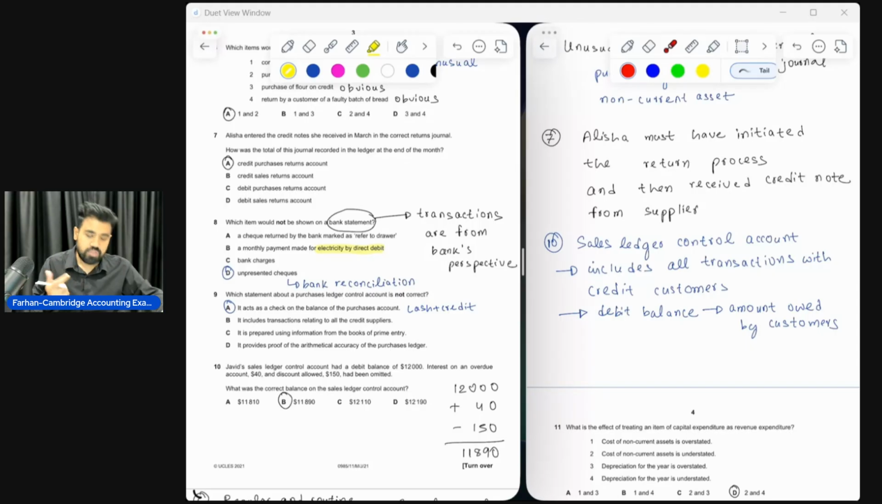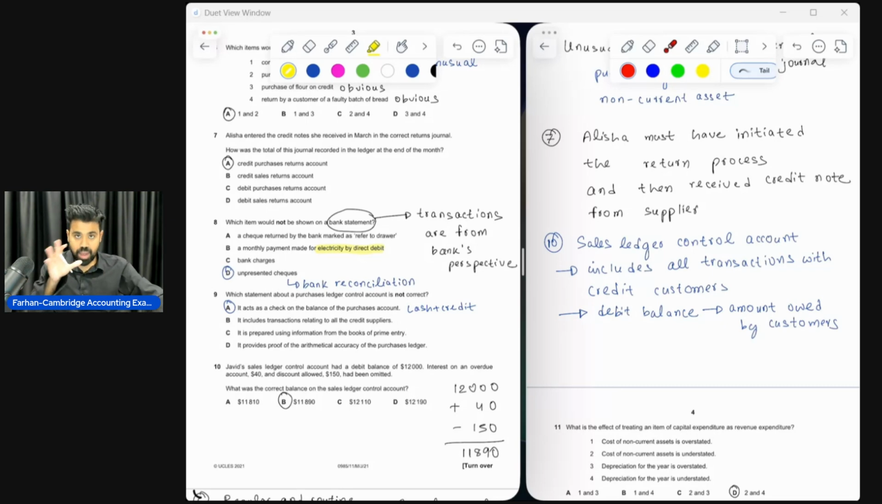What about option C, bank charges? Definitely. So if you have stored money in the bank account, there is a fee that the bank charges, and therefore it is to be reflected in the bank statement because it is deducted automatically from the balance you have in the bank. And lastly, we have unpresented checks.